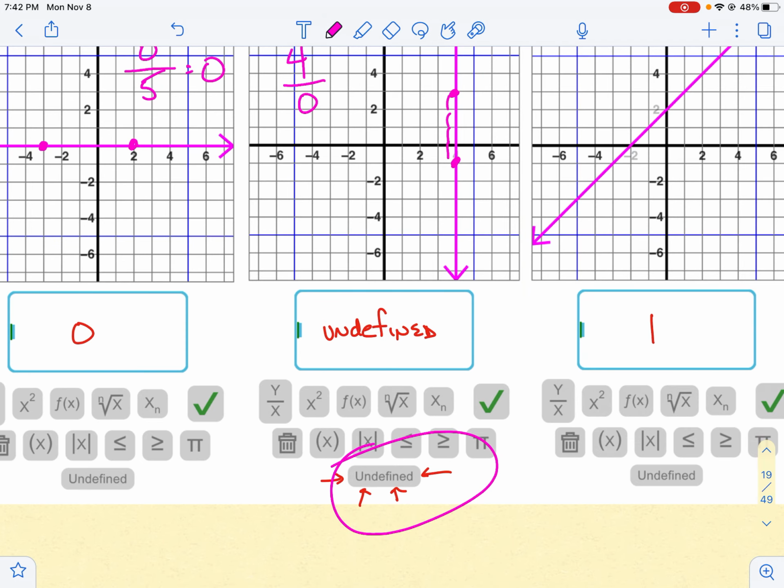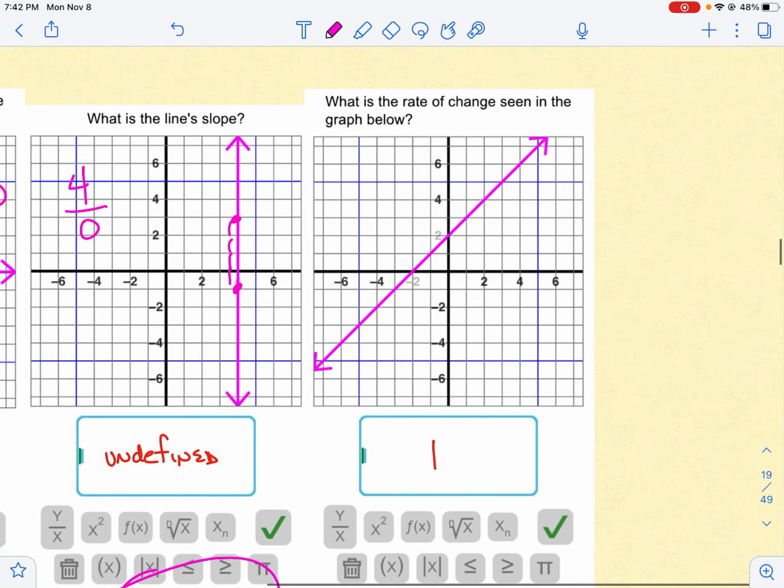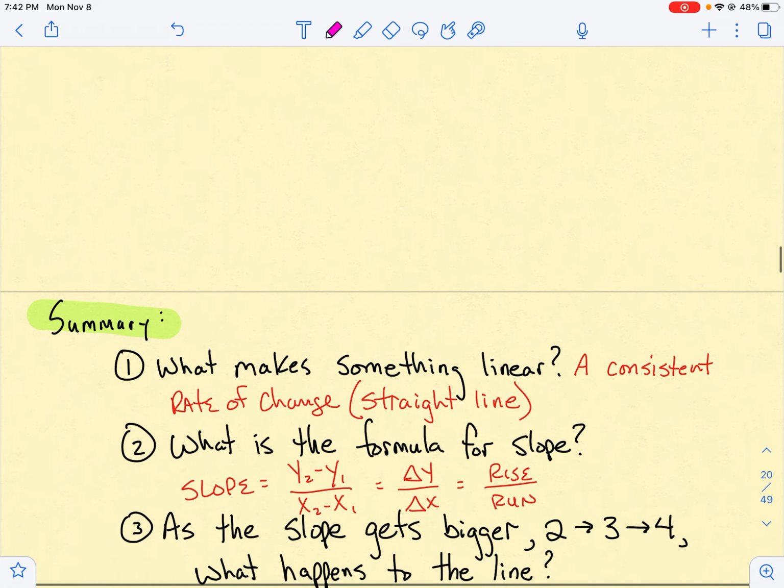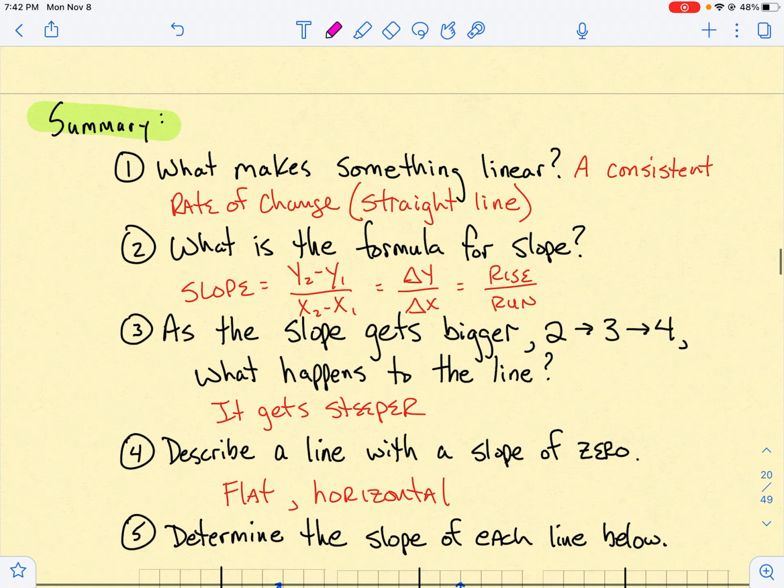why you choose undefined. And finally, on the right-hand side, I'm going to pick 2 spots. These 2 look nice. Rise of 2, run of 2, and simplify that to 1. So there's your correct answer. Piece of cake.